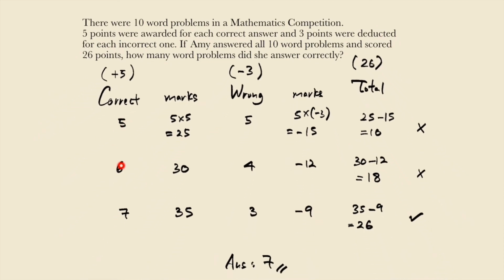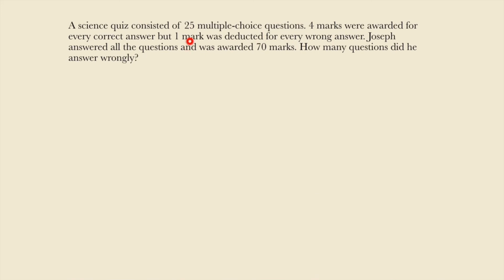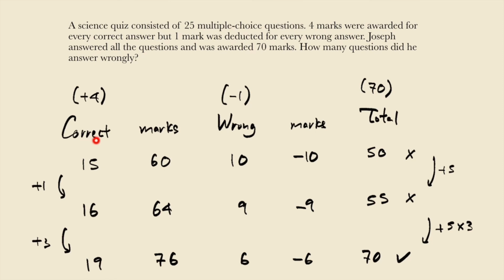So add 1, subtract 1, subtract 1. How many correct answers were there? The answer is 7. Okay, there were a total of 25 questions, plus 4 for every correct, minus 1 for every wrong. Okay, and there were 70 marks in total for all the questions answered. This is how the table looks.